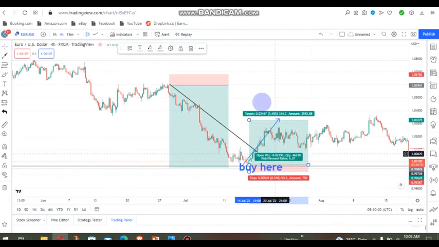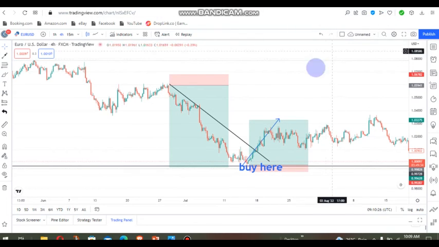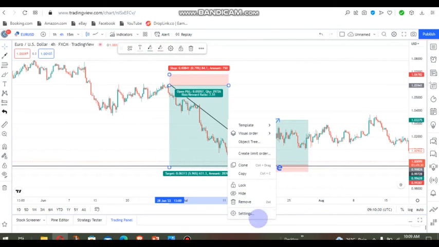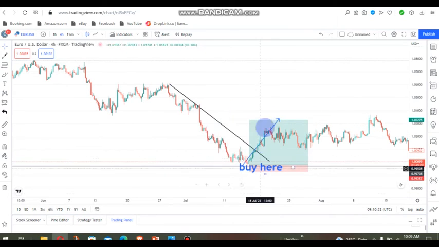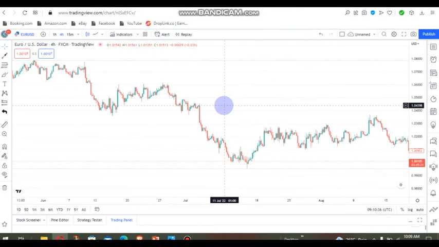See, you can screenshot and send to somebody, maybe a fellow trader like you. So that's all about TradingView, guys. If you want to remove the drawing, you can just come and remove drawings, and you remove everything, you clean up your charts.